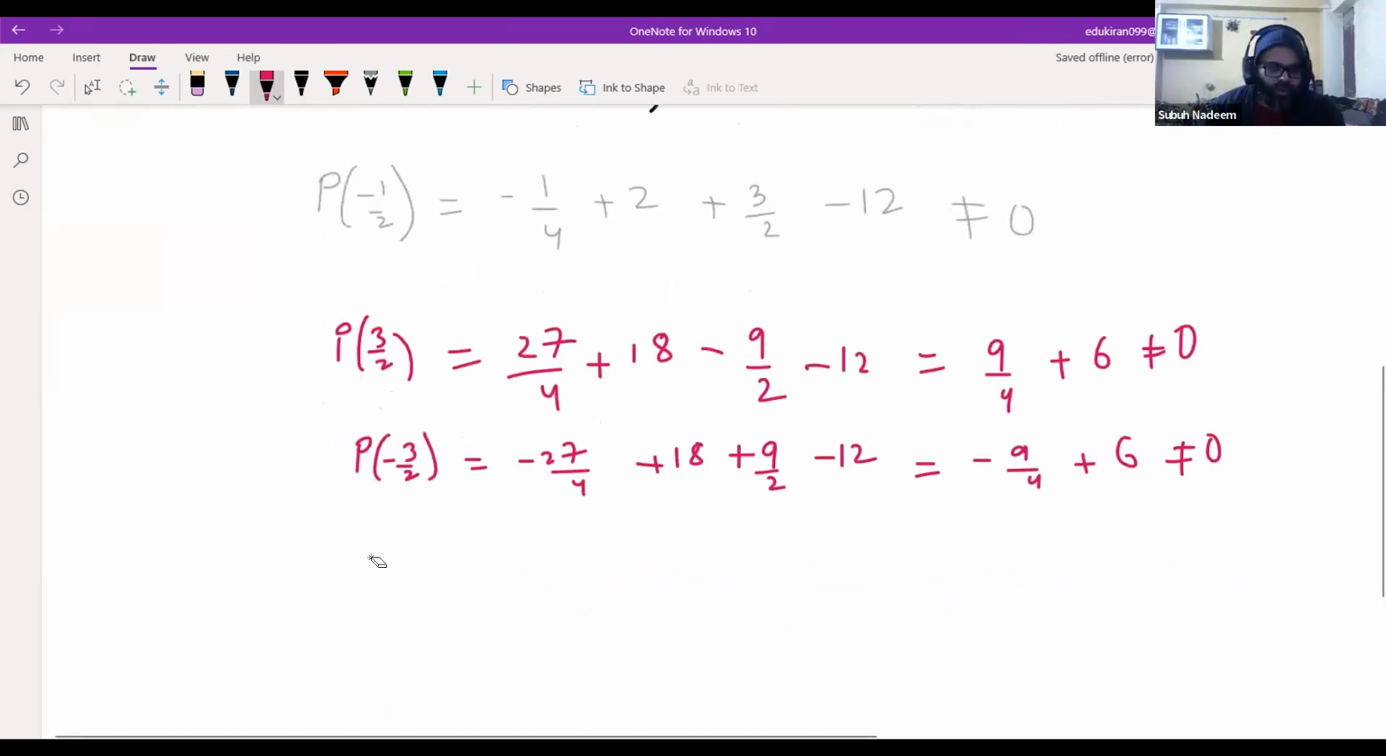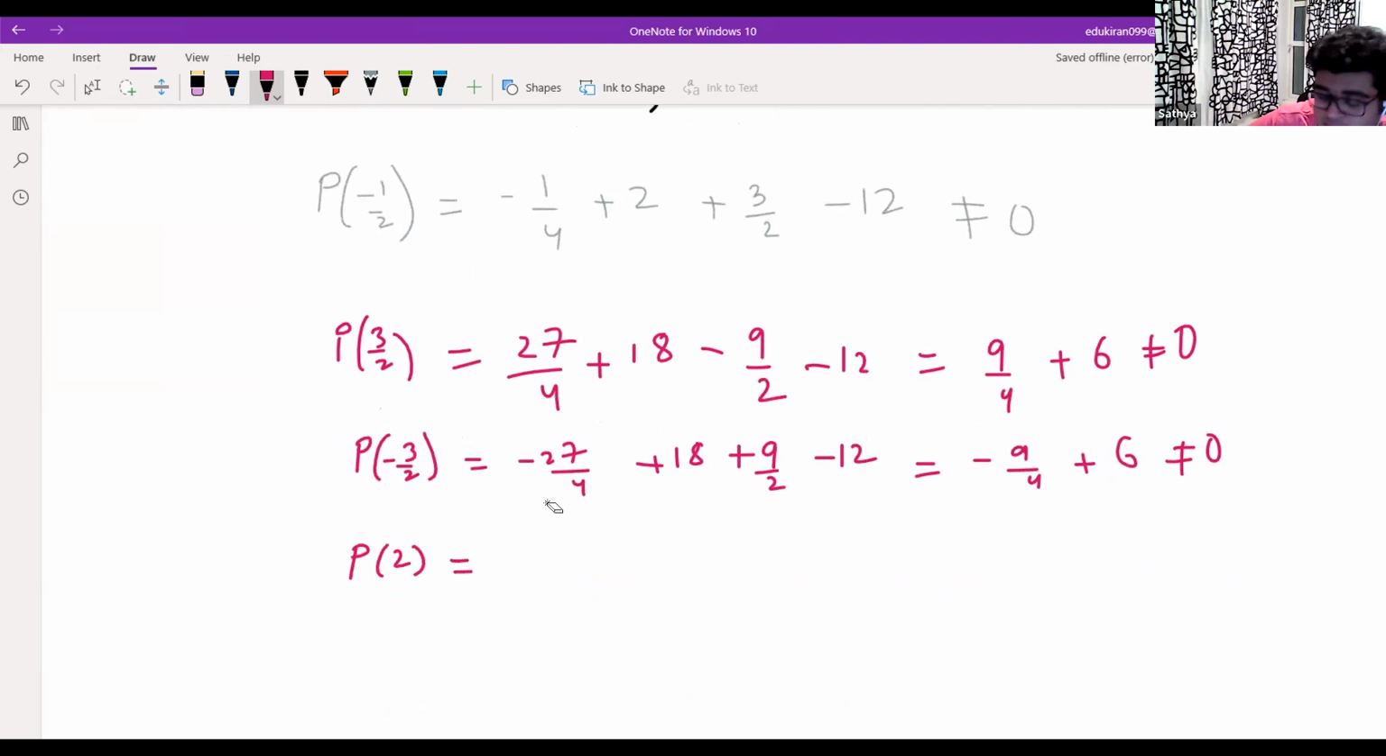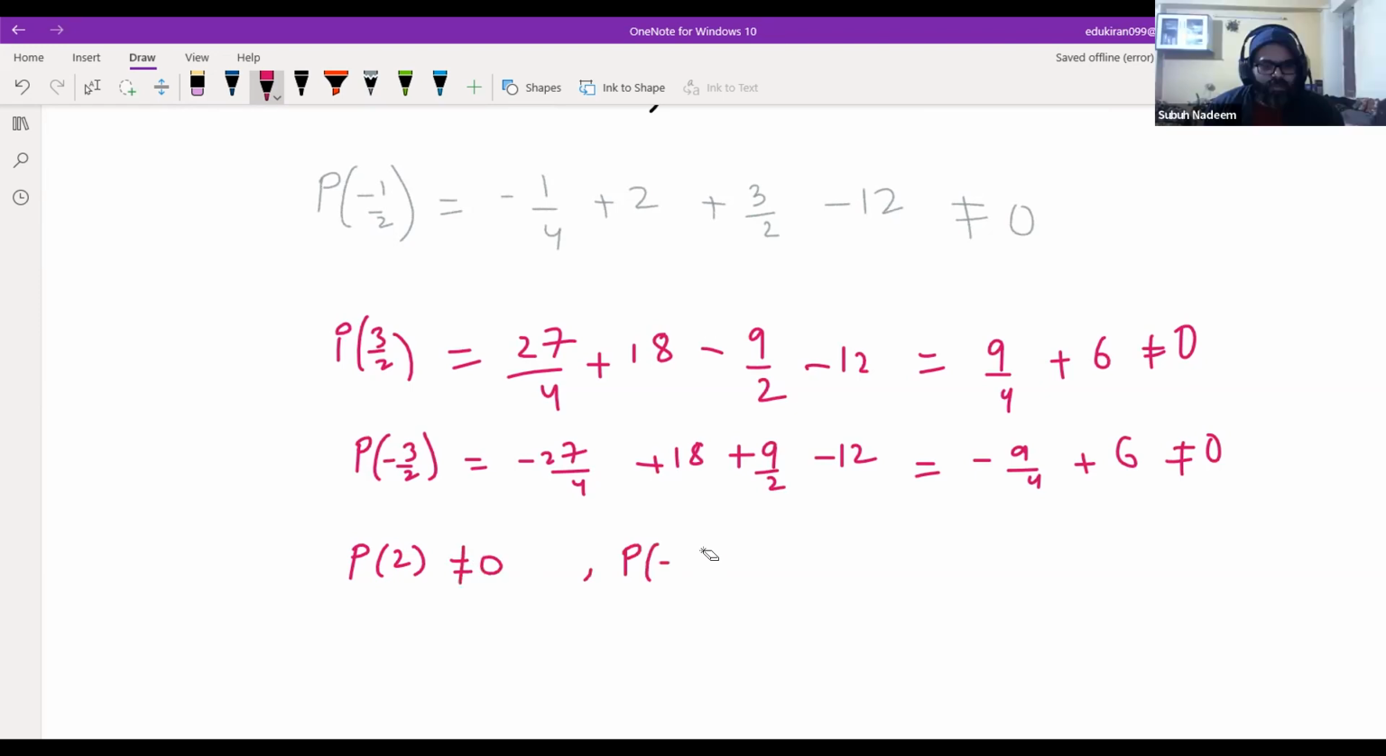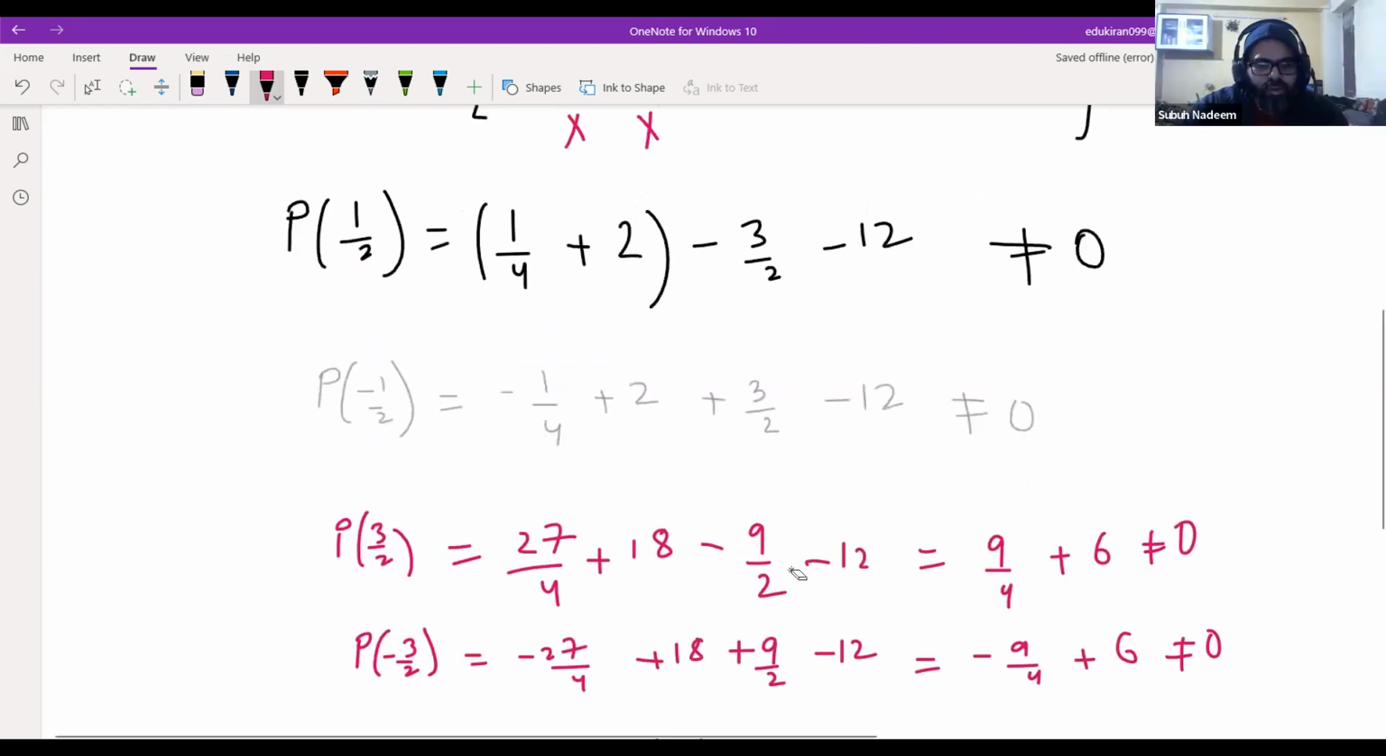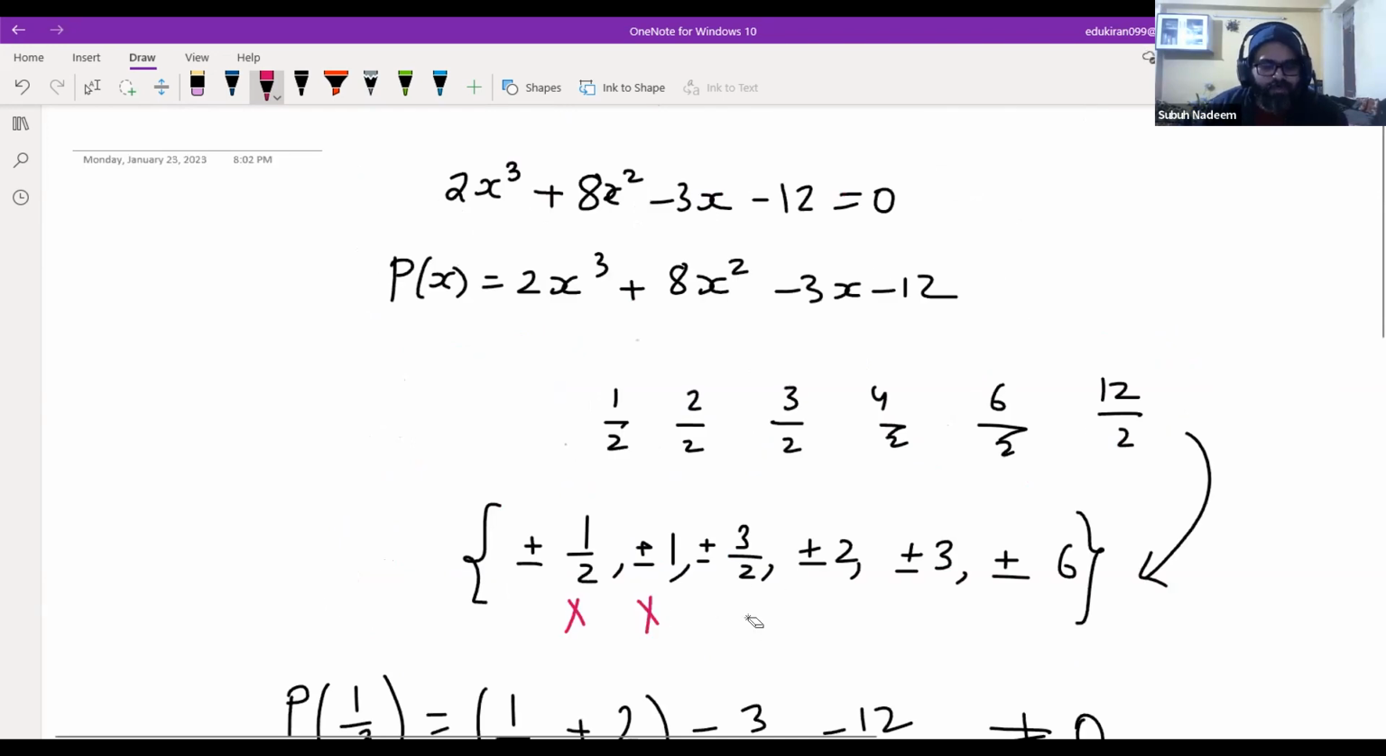Now you are saying P of 2. Both are negative and positive. No, none of them is a root. Have you checked it? Yeah, I have. Okay, so I will believe you. Both are not equal to 0. Now let us come to 3.